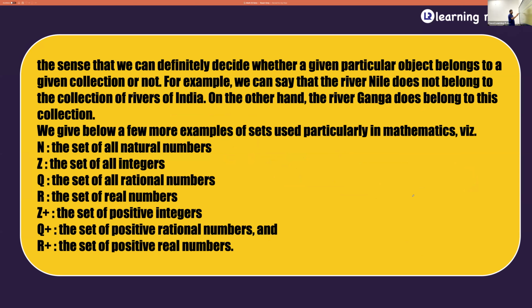Listen, the sets that are used particularly in mathematics are, what is this? N stands for the set of natural numbers. Z stands for the set of integers, Q stands for the set of rational numbers, R stands for the set of real numbers. This is what we are going to use. Z plus stands for the set of positive integers, and Q plus stands for the set of positive rational numbers, and R plus stands for the set of positive real numbers. Right.